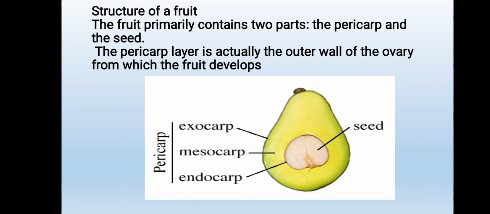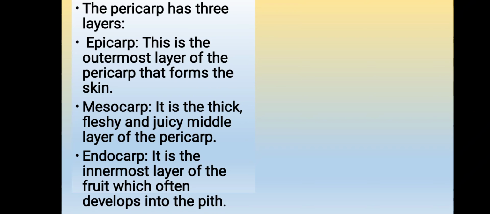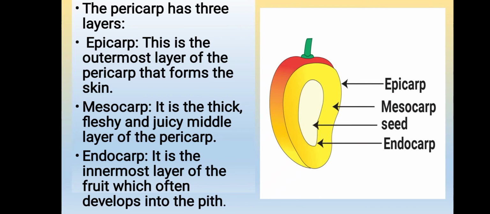We've also come to know about the structure of fruit. It contains two parts, the pericarp and the seed. The pericarp layer is actually the outer wall of the ovary from which the fruit develops. We have the seed, and the pericarp has three layers, that is epicarp, mesocarp, and endocarp.